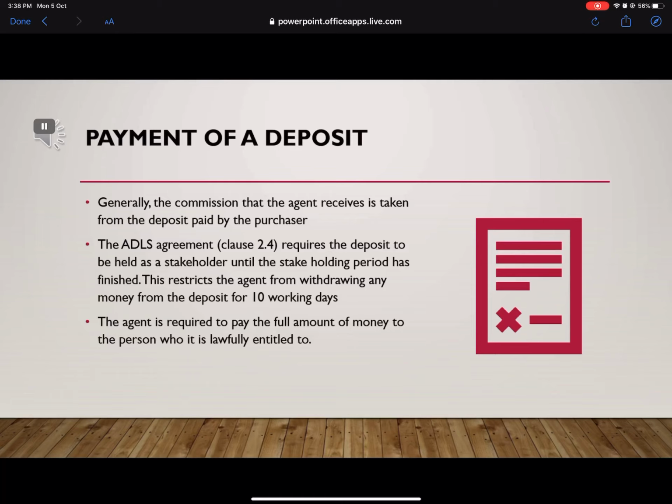The ADLS agreement requires the deposit to be held as a stakeholder until the stakeholding period has finished. This restricts the agent from withdrawing any money from the deposit for 10 working days, even if the sale and purchase agreement has become unconditional within that 10-day period. The agent is required to pay the full amount of money to the person who is lawfully entitled to it.